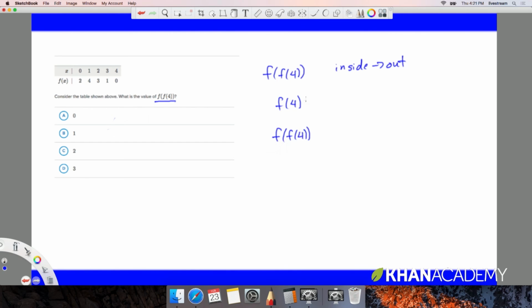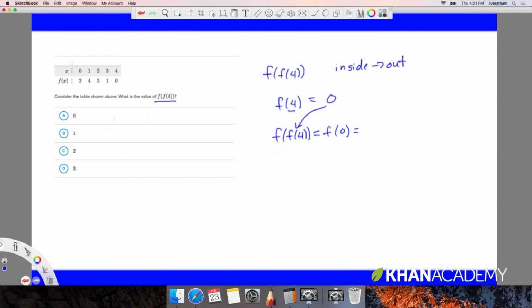of 4. And so if I solve first for f of 4, it's really asking me what is the value of f of x when x is 4 here. So if I use the table, I've got 4, and the corresponding value of f of x is 0. So then this 0 I can substitute into here, and then this expression simplifies to just f of 0.